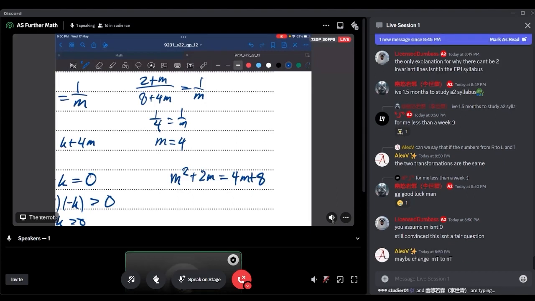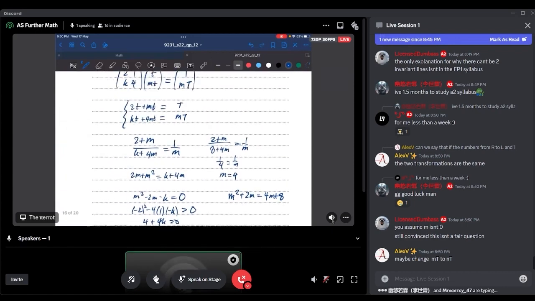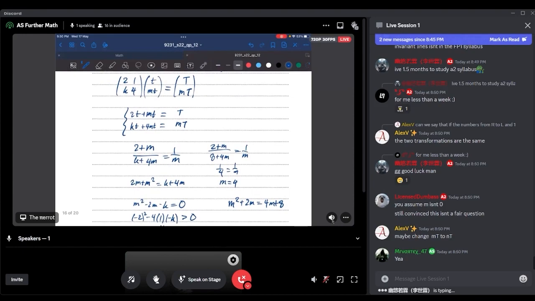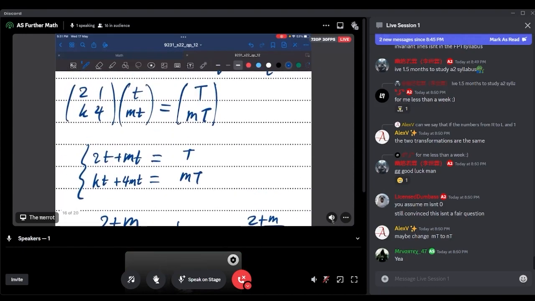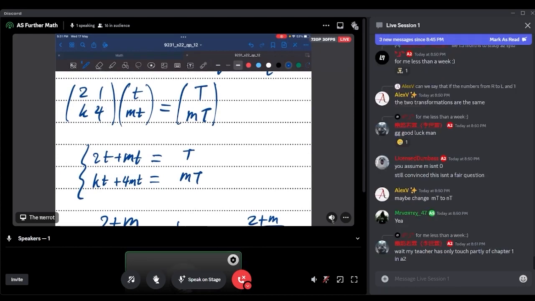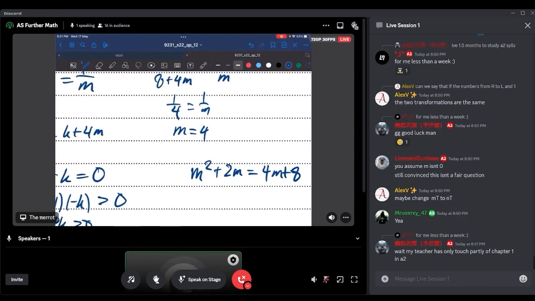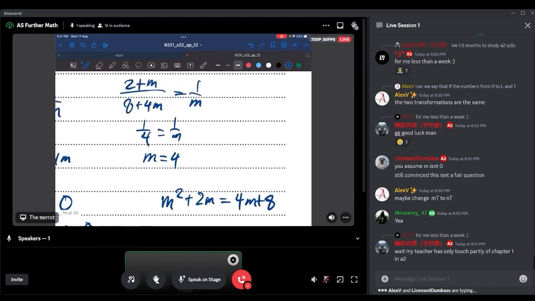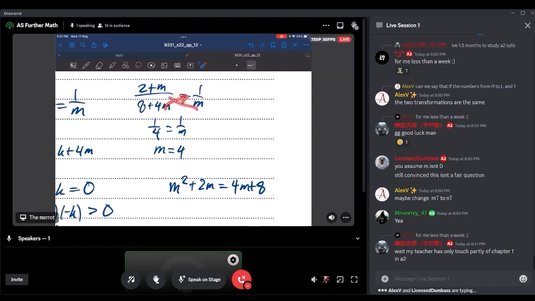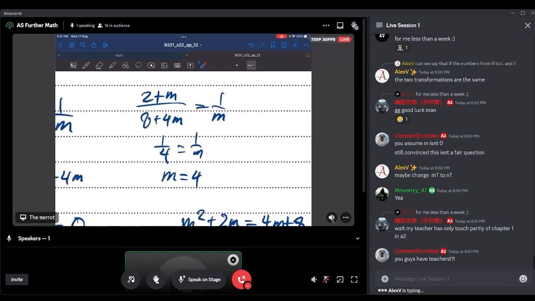What's the difference between the two? Is there any difference? You will have two lines. No, I don't think so. Has your class only touched part of chapter 1 of A2? Your teacher's going really fast then. But yeah, when you do cross multiplication, the problem is that this is actually a constant, so when you multiply, you'll have two solutions.